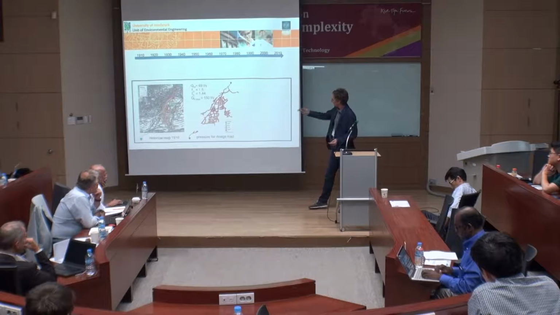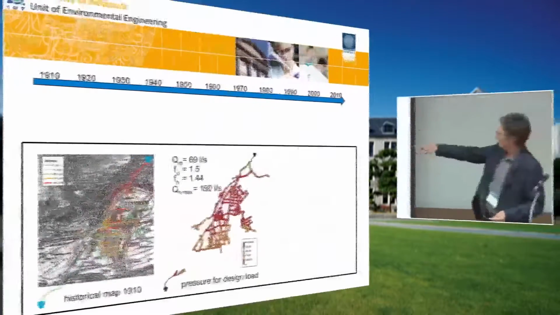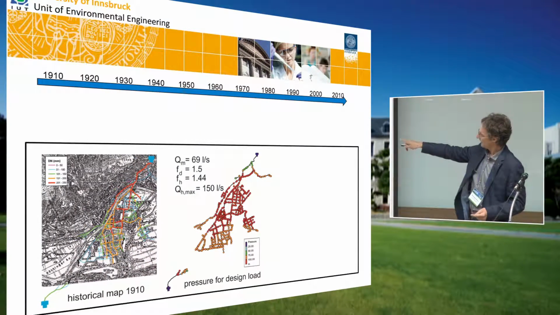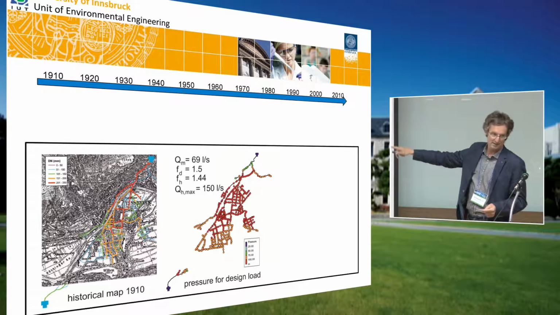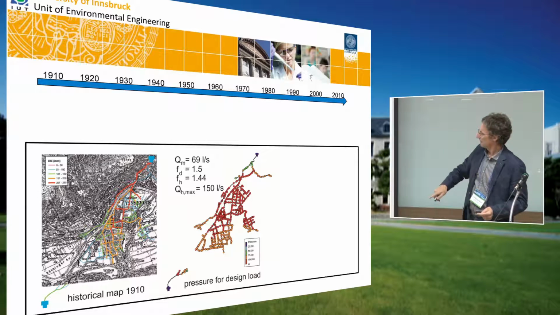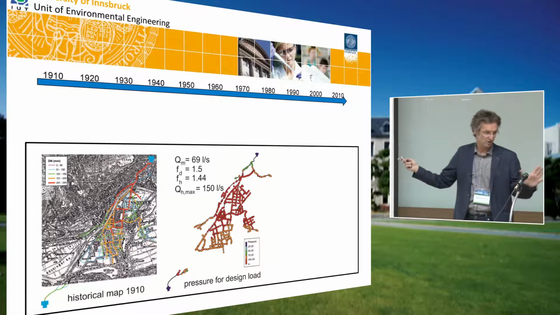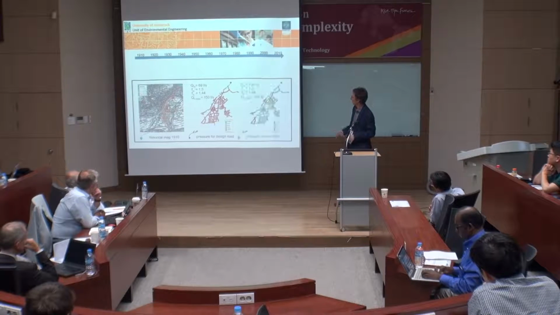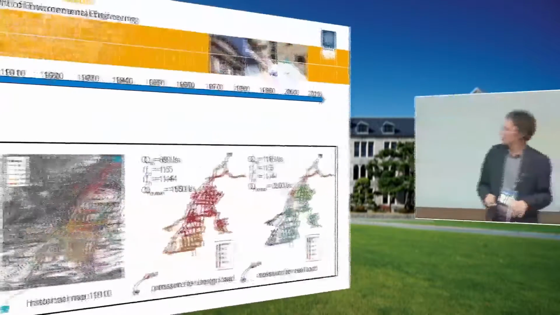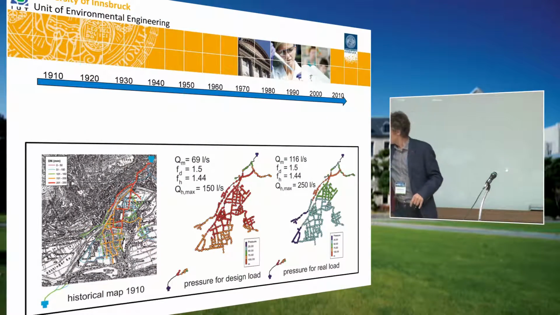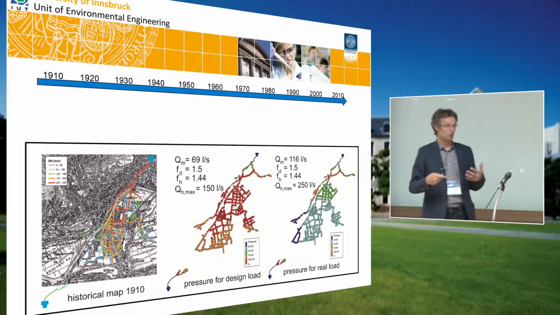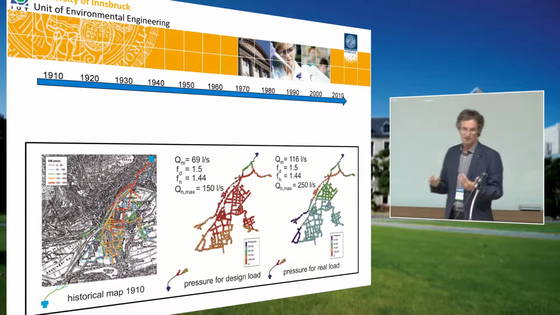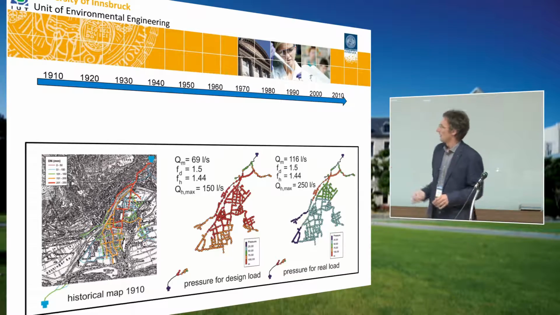So, simulation from the history: we have a US EPA net model, and this is the pressure distribution in the system based on the design load. Everything works, nice, wonderful job, at least from the design phase, but this is what actually happened. And what you can see here is that in a large region the pressure is not sufficient any longer, simply because the people use too much water.